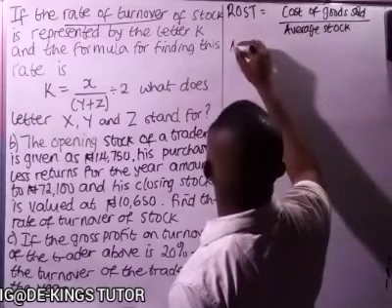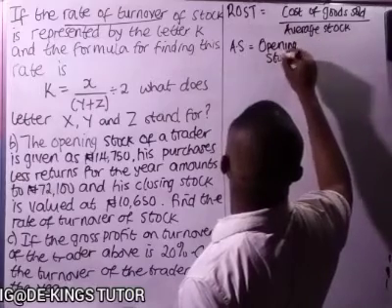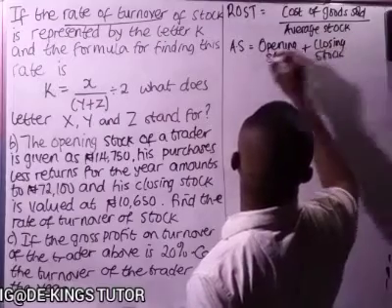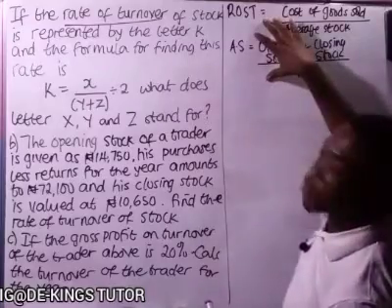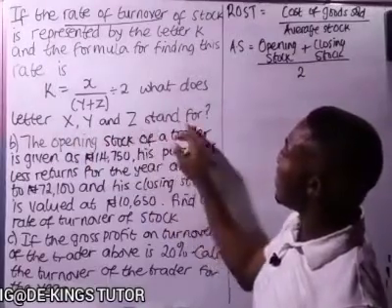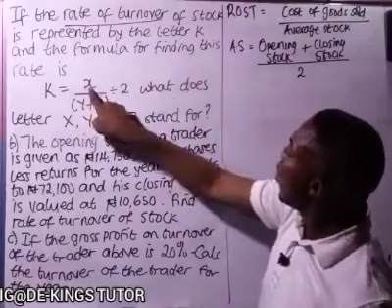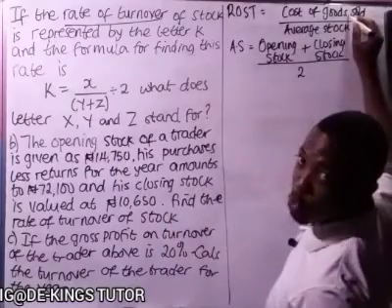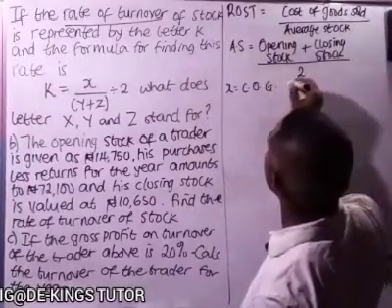Now this average stock is given as opening stock plus closing stock or inventory divided by 2. So once you know this is the rate of stock turnover formula, it is easier to identify. Now they ask us, what does X, Y, and Z stand for? Now they already told us that K stands for rate of stock turnover. Now X is at the numerator. It means our X is cost of goods sold.